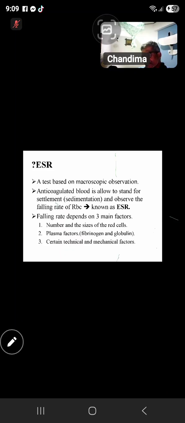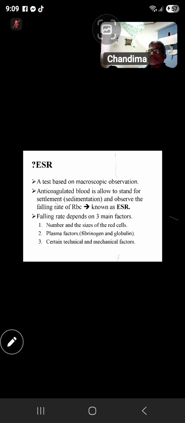But suppose a patient is in an inflammatory condition, they are going to produce different types of plasma protein, right? Different types of globulin and different types of fibrinogen are going to be produced. This affects the negative charge of the cells. Some cells are going to lose their negative charge. Because of that, the cells are going to attach. What is going to happen if the cells attach? The red cell mass is going to increase.